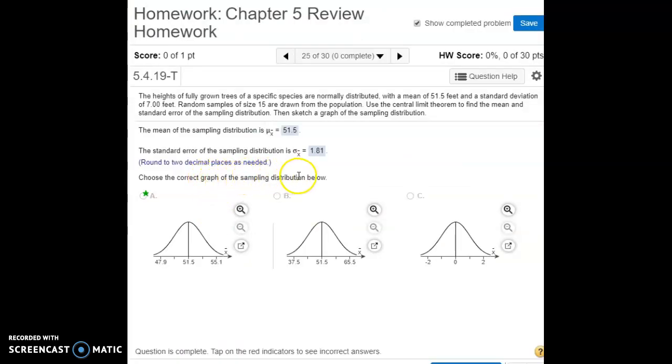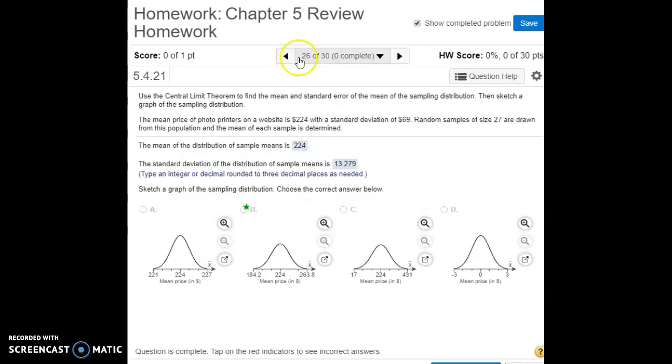And the graph of our sampling distribution will look like a normal distribution. The mean is going to be right in the middle. And then these numbers out here are marking 2 standard deviations above and below the mean. So add the standard deviation twice to the mean to get the upper number. Subtract the standard deviation twice to get the lower number.